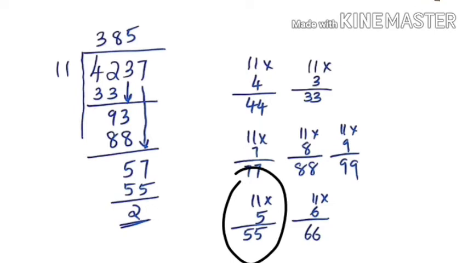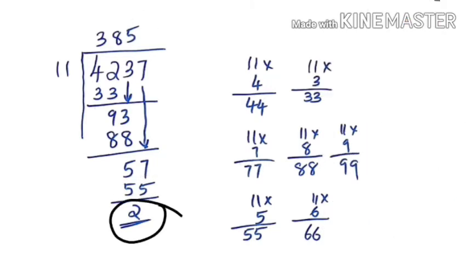So take 5 and write it on the top. Now 5 into 11 gives you 55. 57 minus 55 is 2. So this is our answer or quotient 385, and this is remainder 2.